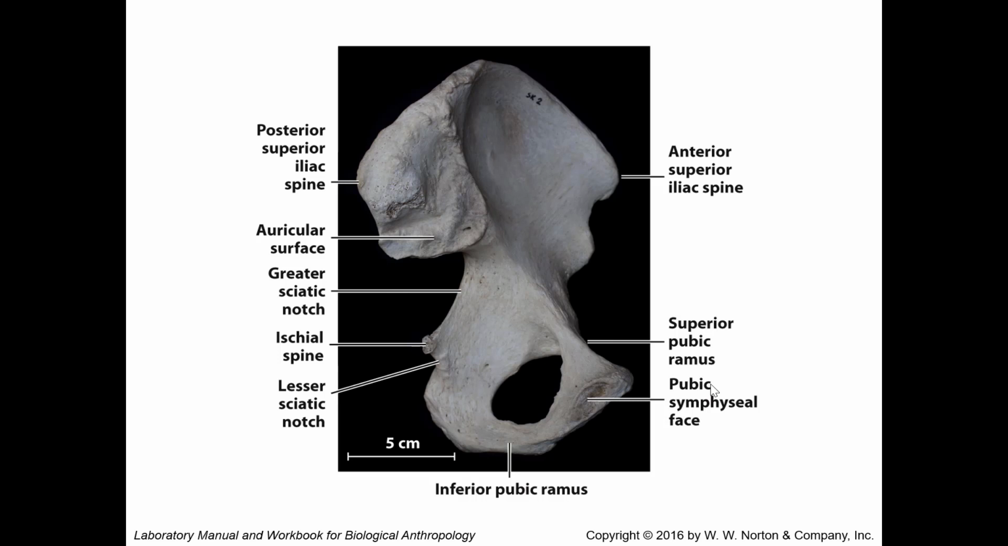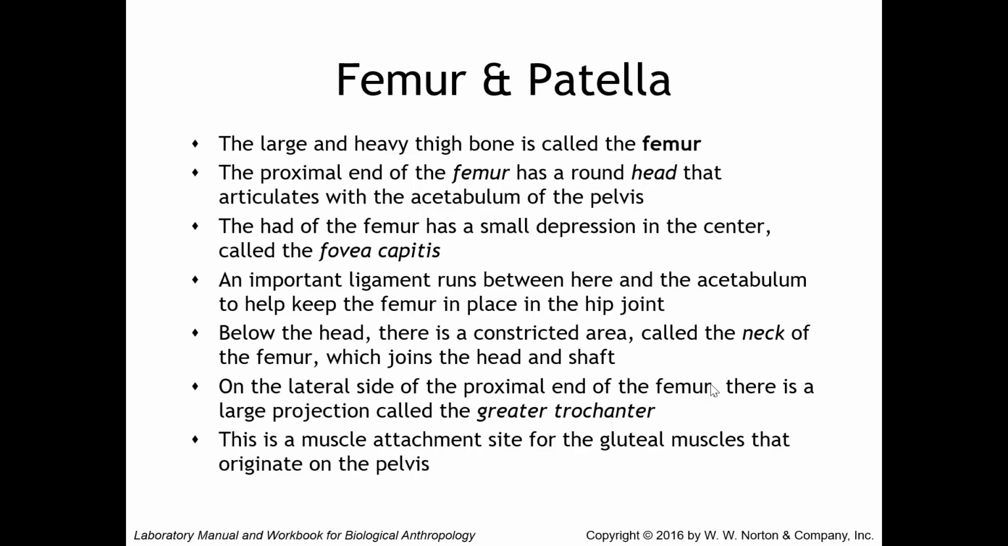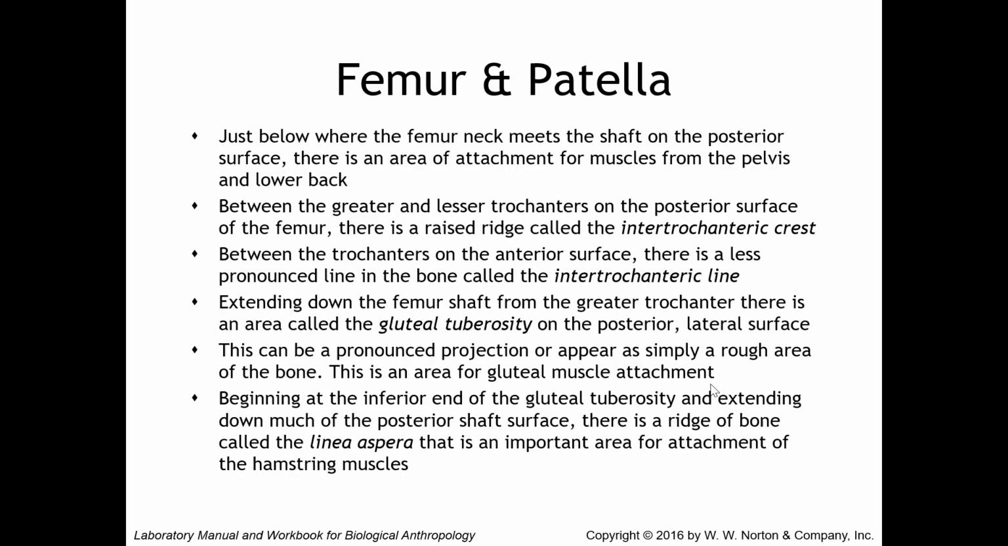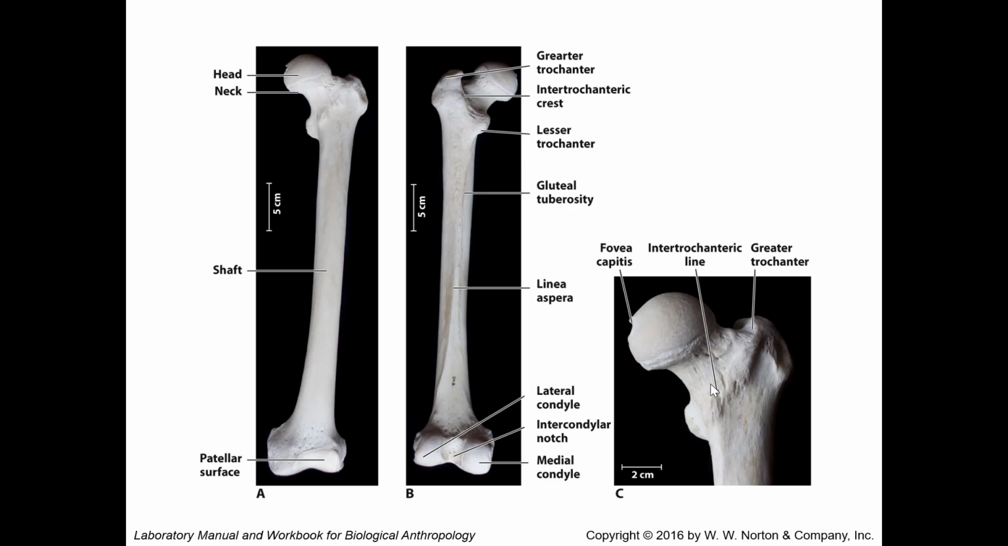So moving on from the pelvis is the femur and the patella. So the large and heavy thigh bone, we know it as the femur. The proximal end, let me show you pictures. The proximal end of the femur has a round head that articulates with the acetabulum of the pelvis, right here. The head of the femur then has a small depression in the center called the fovea capitis, right here, the fovea capitis.